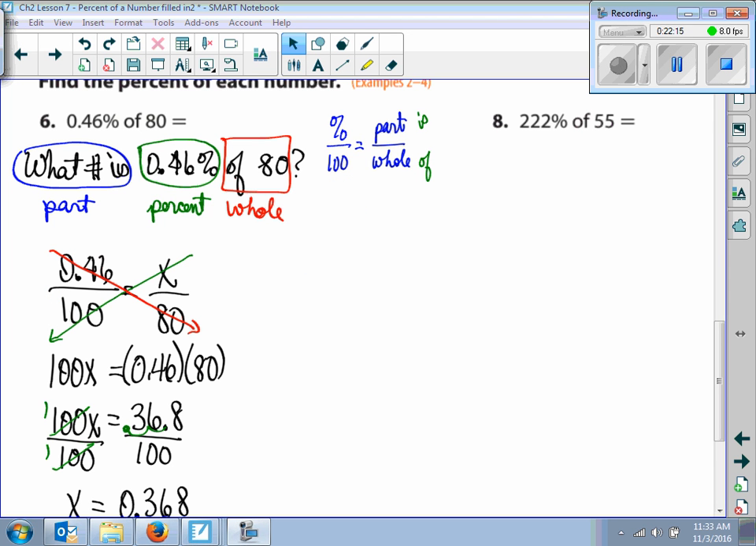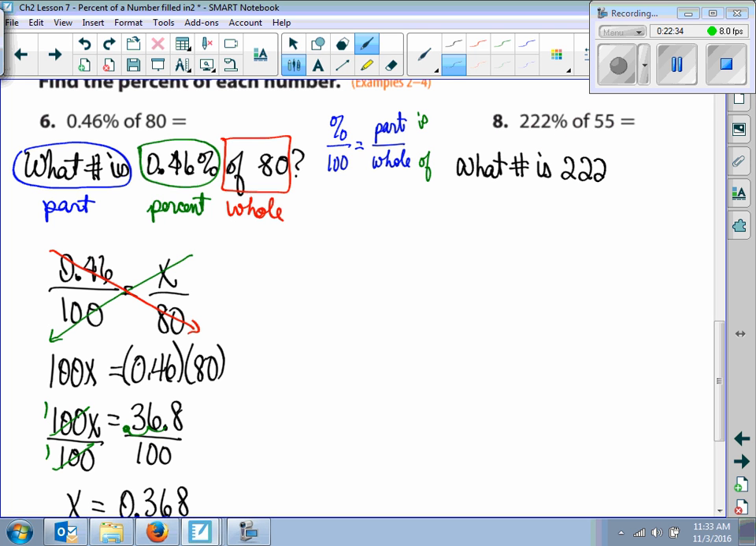Thank you. So for number 8 here, the first thing we want to do is write our what number is question. So just like you said, what number is 222% of 65? So the first thing we want to do is identify our percent. What's our percent? 222%. That is our percent.